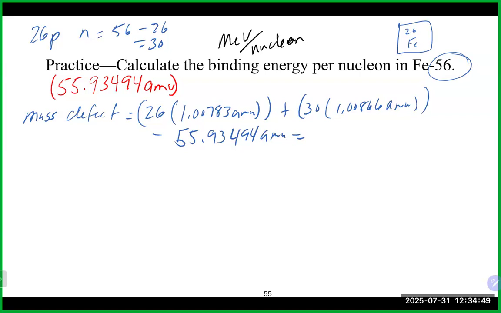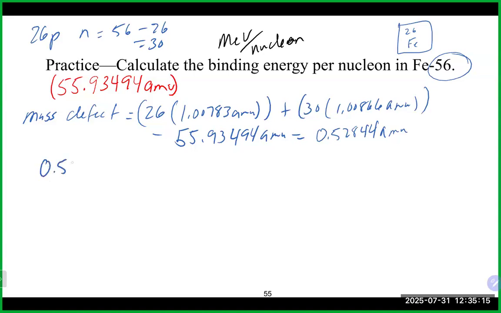And that's going to get us 26 times 1.00783 plus 30 times 1.00866 minus 55.93494. Looks like 0.52844 AMUs are our mass defect. What's going to be converted into energy.